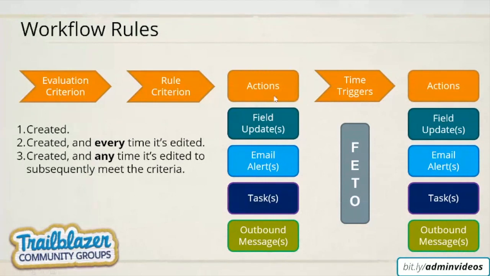And then coming to actions, there are four actions which can be done in workflow. One is field update, email alert, task, and outbound message. These four actions can be done in workflow rules. You can remember them by FETO as an acronym for learning these.